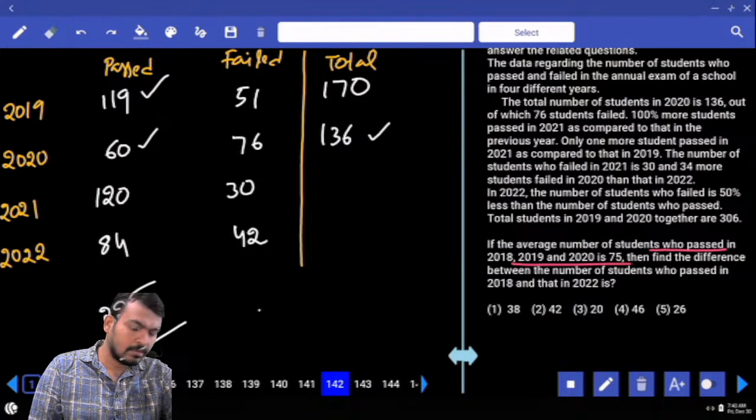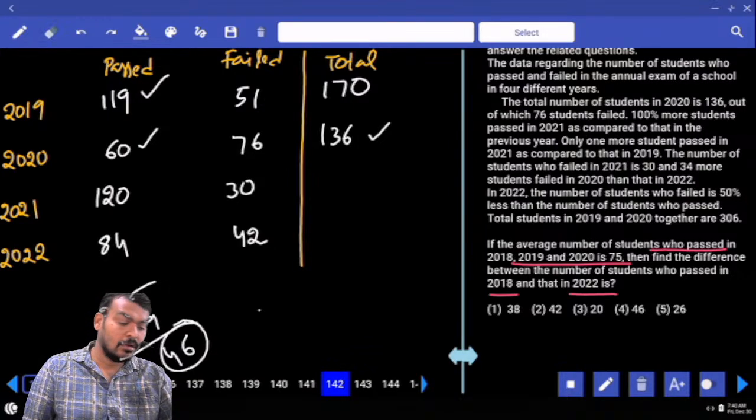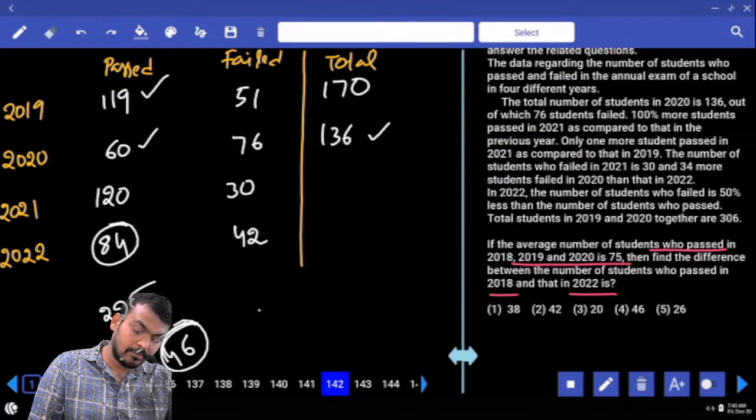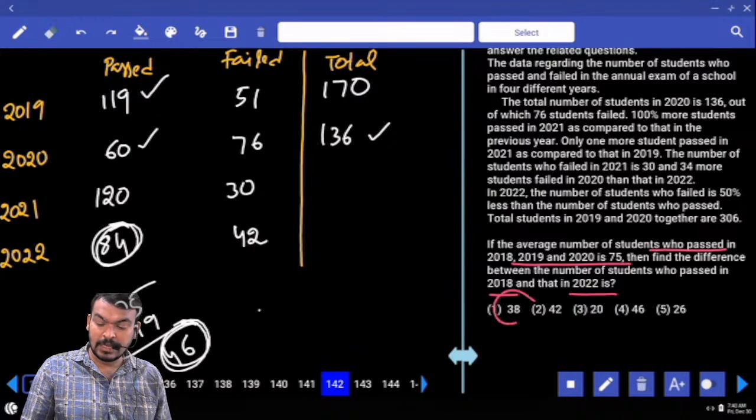179. Subtracting, we get which year's passed value? 225 minus 179 is 46 passed students in which year? 2018. But your question is the difference between passed value in 2018 and 2022. What is the 2022 passed value? 84. We require the difference between 46 and 84. What is the answer? 38.